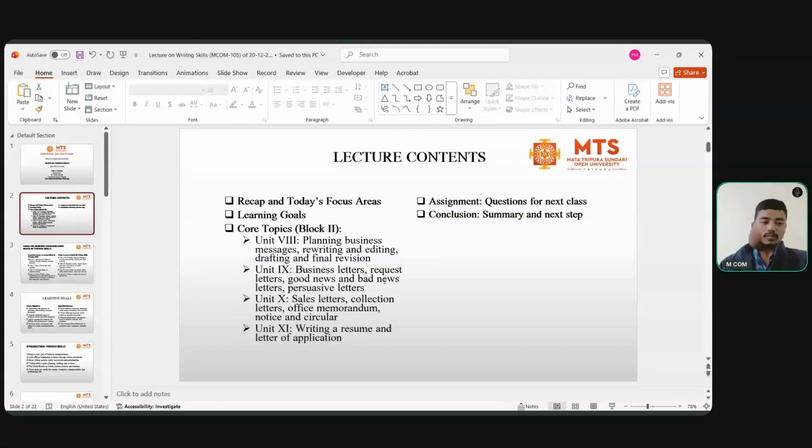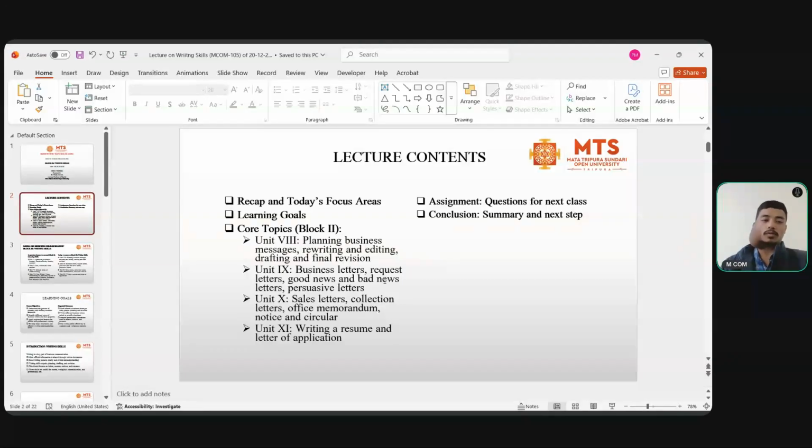that include unit 8, planning business messages, drafting, rewriting, editing, final revision. Unit 9, business letters such as request letters, good news, bad news letters, and persuasive letters. Then unit 10, sales letters, collection letters, office memorandums, notice, and circular. And finally unit 11, writing a resume and letter of application. After that we will look at the assignment questions for the next class. Finally, we will conclude the lecture with a summary and next steps.